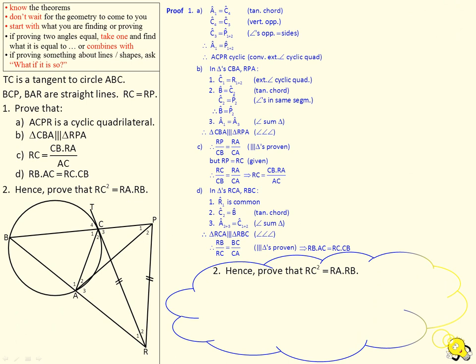Finally, we have to prove that RC squared equals RA times RB. And notice the hence is a big hint, and it's also an instruction. If it says hence or otherwise, it's just a hint, because you can do it whatever way you like, but hence here says, use what we've done. You have to use what we've done. Prove that RC squared equals RA times RB.